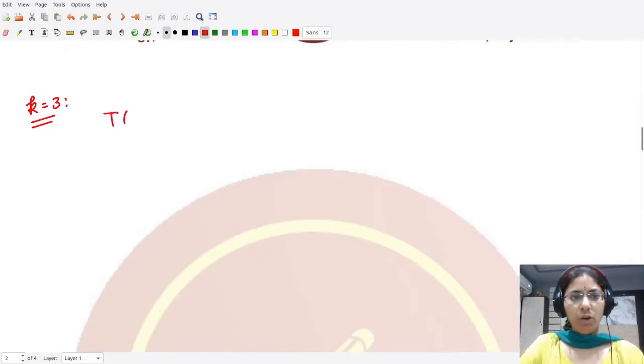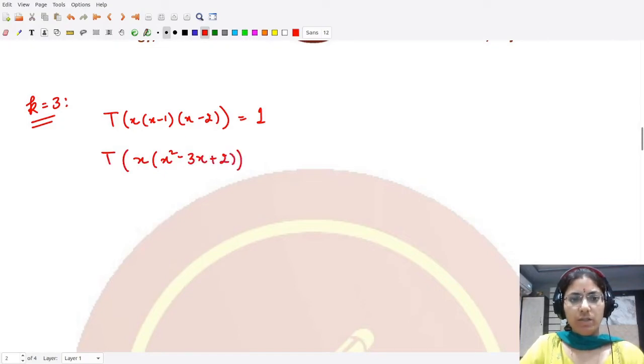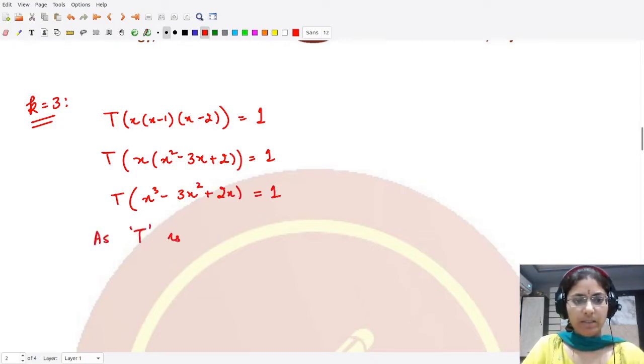So it would be T of x minus 1, x minus 2, right? This is also equal to 1. So now you have to simplify this expression. Just open up these brackets. That's very easy, that's simple algebra. Because T is a linear map, we have T of x cube minus 3 times T of x square plus 2 times T of x, that is equal to 1.